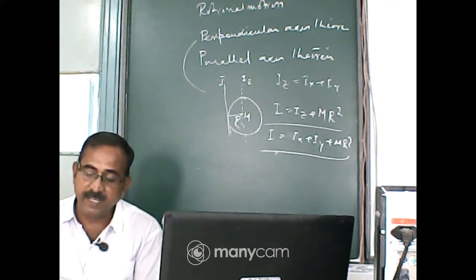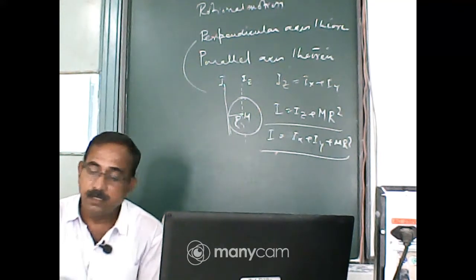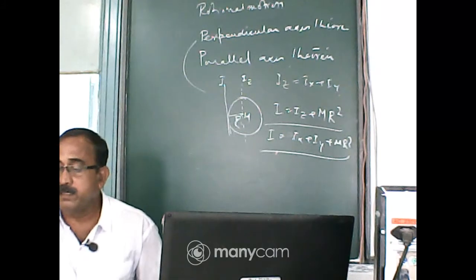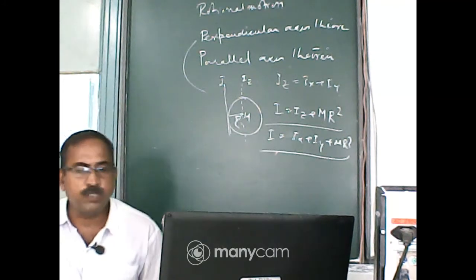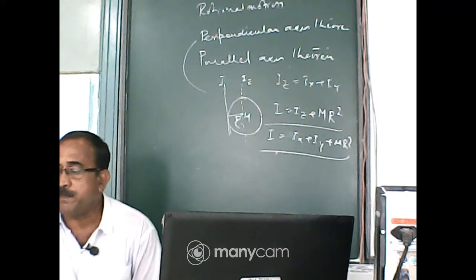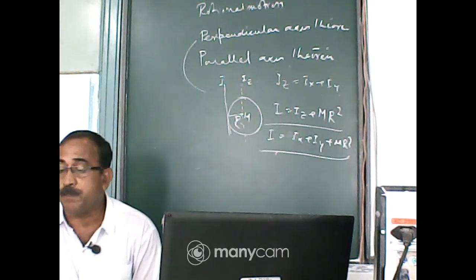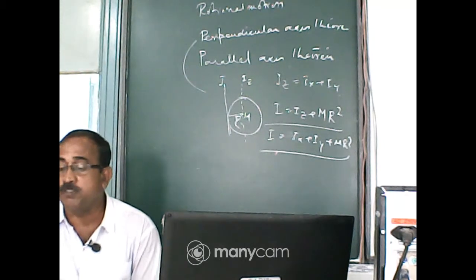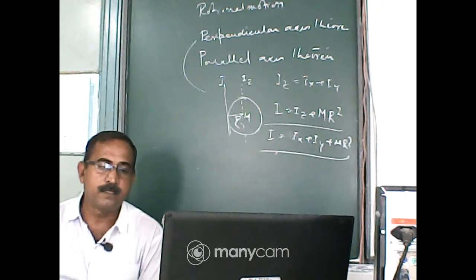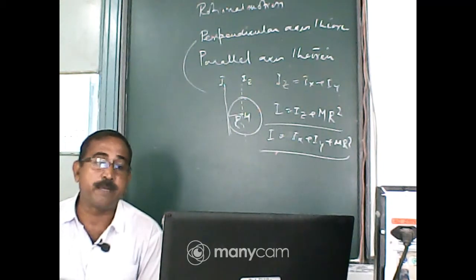Theorem of the parallel axis and perpendicular axis theorem. First I read it. According to this theorem, the moment of inertia of a body about an axis perpendicular to the plane of the body is the sum of the moment of inertia of the body about any two mutually perpendicular axes, both lying on the same plane.